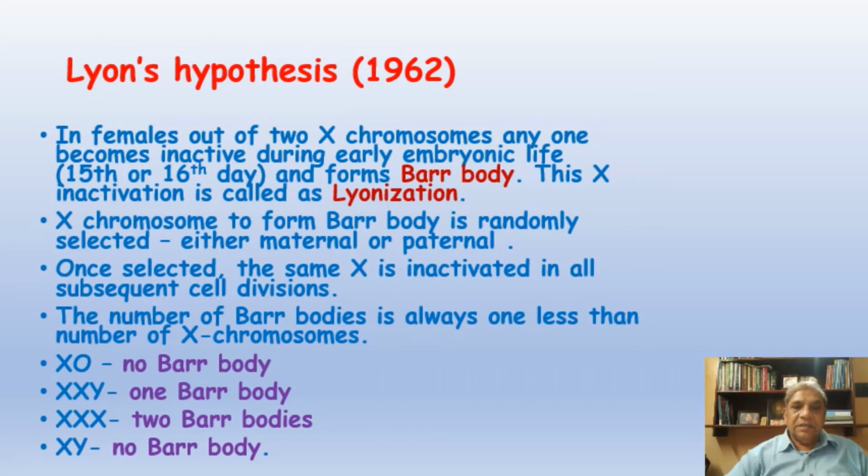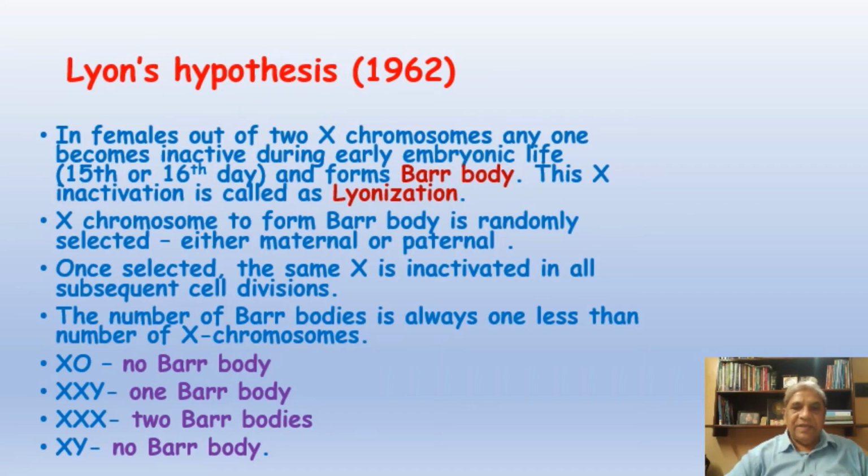The male is having two X chromosomes, so there will be one bar body, okay. One X and one Y will be active, and the other X will become inactive.